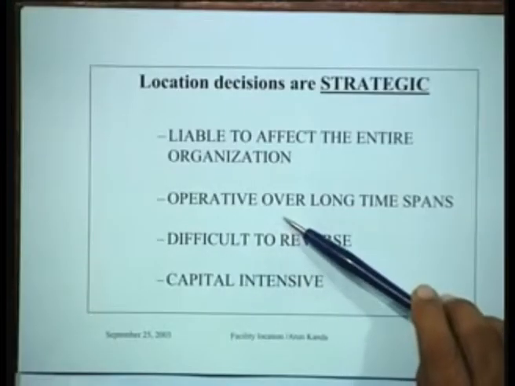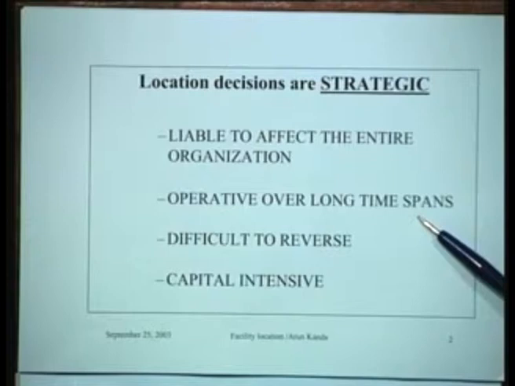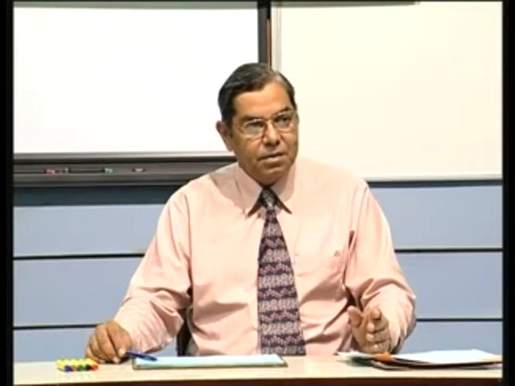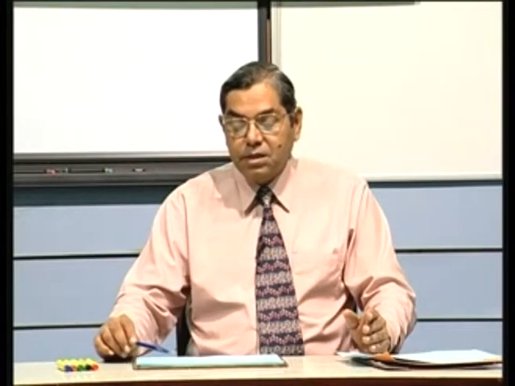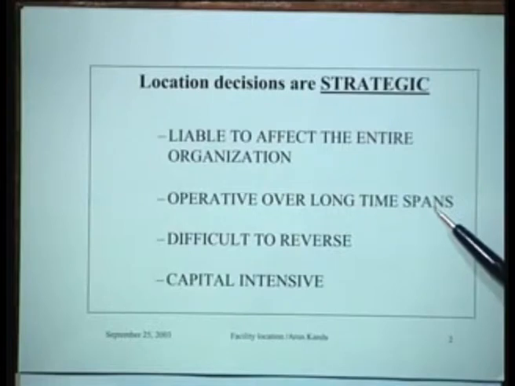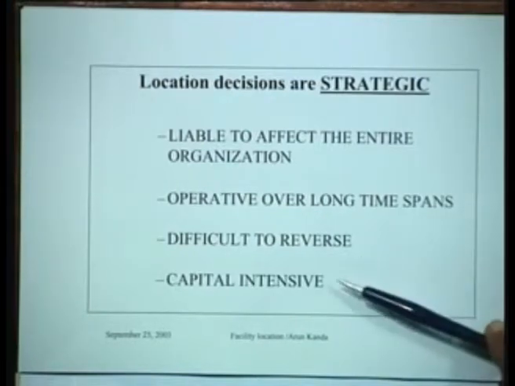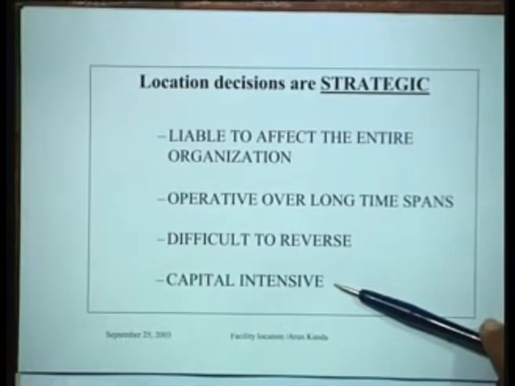Also, location decisions are operative over long time spans, which means that it's not easy to change the decision of location once you have decided to, for instance, locate a plant at Gurgaon. You can't say that day after tomorrow I'm going to change it to Bombay or to Chennai. It's not possible to do that. Whereas this decision therefore will stay with you for a long period of time. And moreover, such decisions are difficult to reverse because the cost involved in reversing the decision is generally enormous. And moreover, all such location decisions are capital intensive.